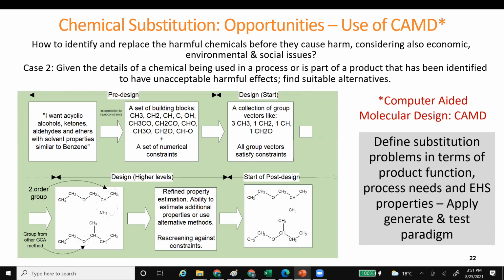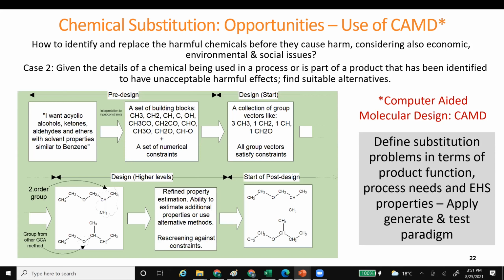If we start from the top left, I'm saying that benzene is a solvent that is very good in terms of solvent properties, but because of its EHS properties, it cannot be used. So I want an acyclic alcohol, ketone, aldehyde, or ether with solvent properties similar to benzene, but not any of its bad properties. So by selecting acyclic alcohol, ketone, aldehyde, ether, I'm already avoiding all those chemicals that will have EHS problems. Then how do I make alcohols, ketones, aldehydes, ethers?